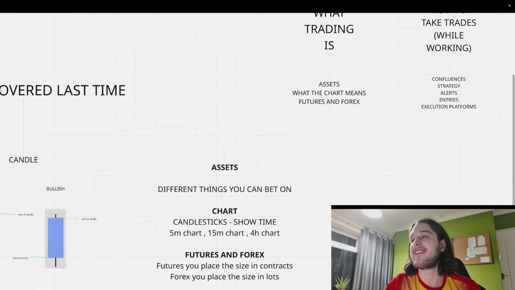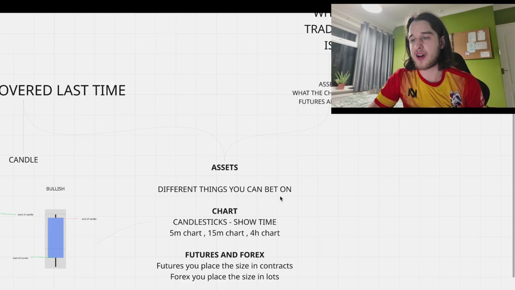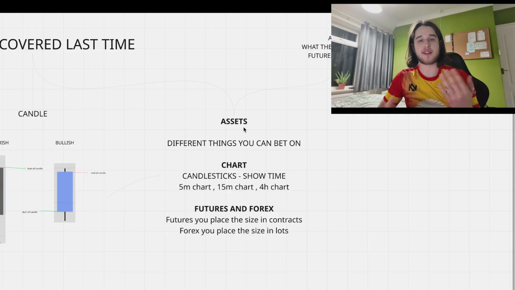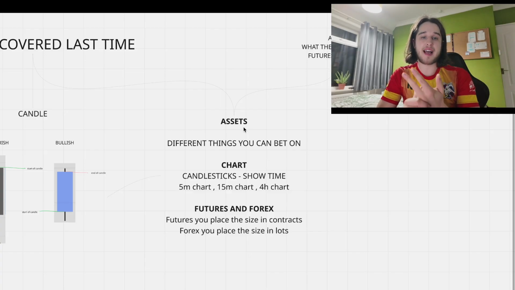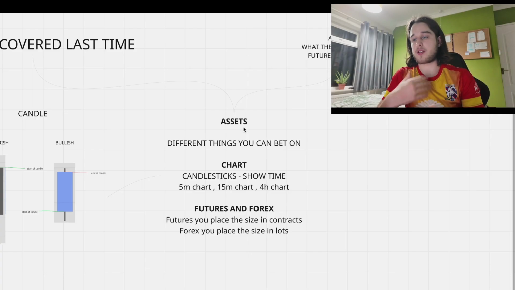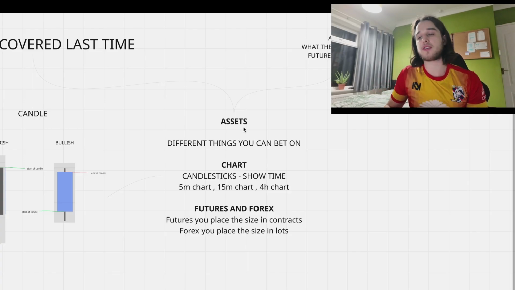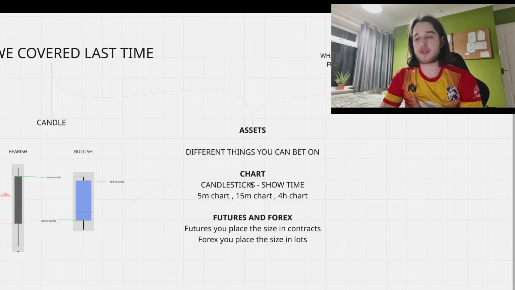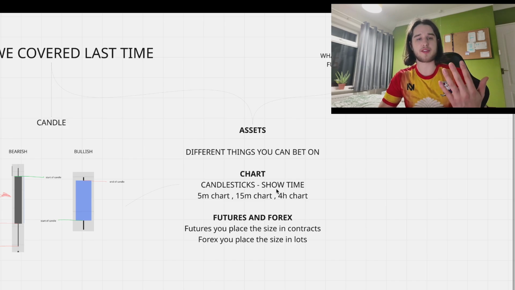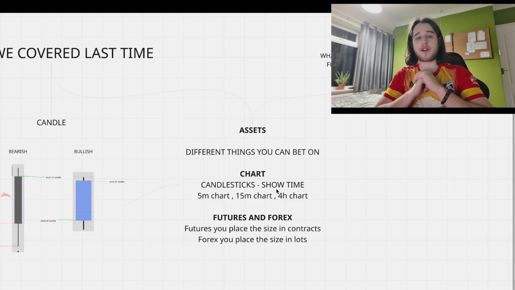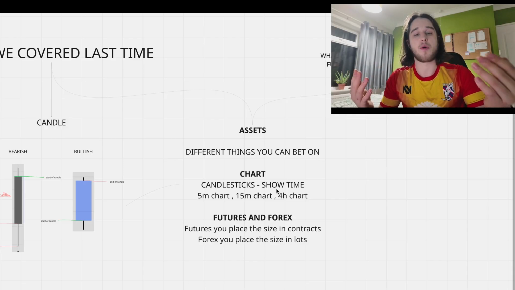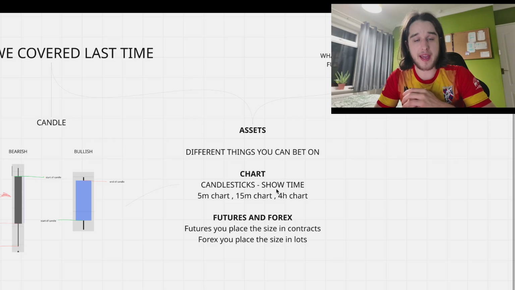Right, so last time we covered assets, what they are, different things you can bet on: Euro US dollar, AUD US dollar, foreign exchange, NASDAQ, gold, oil, all different things that you can bet on within the market and play these strategies out on. We also went over candlesticks and what they actually are on the chart and the time frames we're going to be using: the 5-minute chart, the 15-minute chart, and then the 4-hour chart. And then we also went over the difference between futures and Forex, which all it really is, on Forex you are betting in lots, and on futures you are betting in contracts.